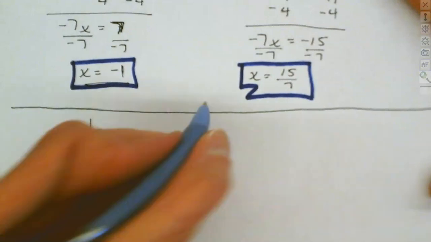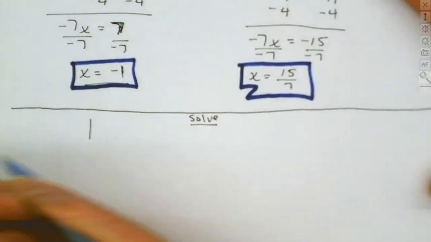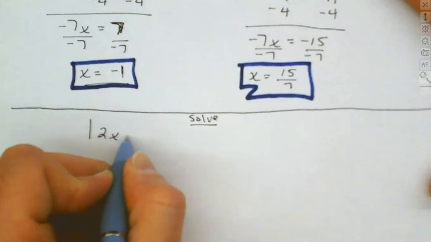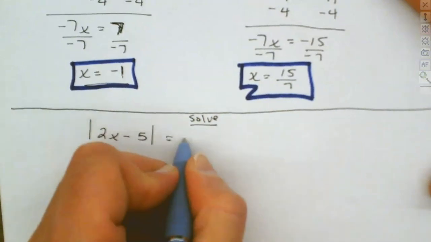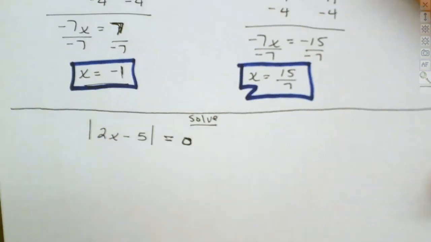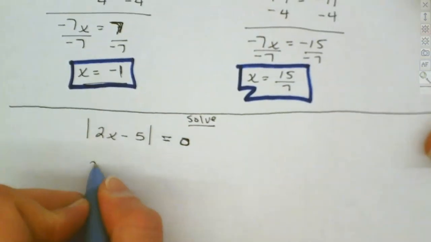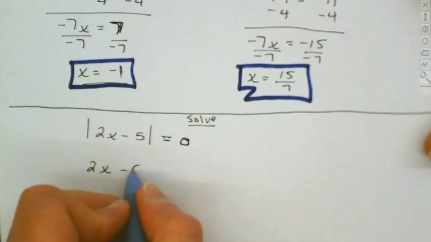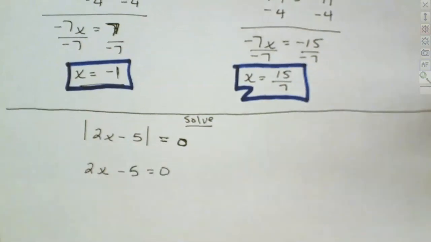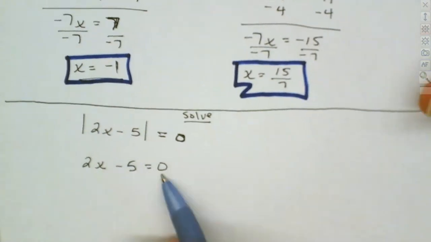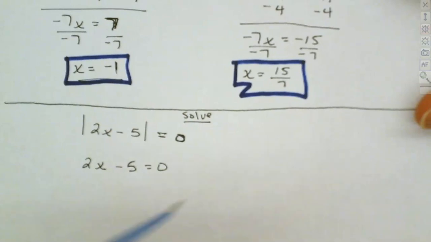So let's try to solve this one. We're going to try and solve them. That's what we're doing here. Let's try and solve the absolute value of 2x minus 5 equals 0. If I give you this, I'm only going to get one solution. Why? Because 0 doesn't have a sign with it. So the only equation that I can get when I drop the absolute value bars is going to be 2x minus 5 equals 0. Right? That's it. Because there's no positive and negative, because the right-hand side is 0. So only one solution.